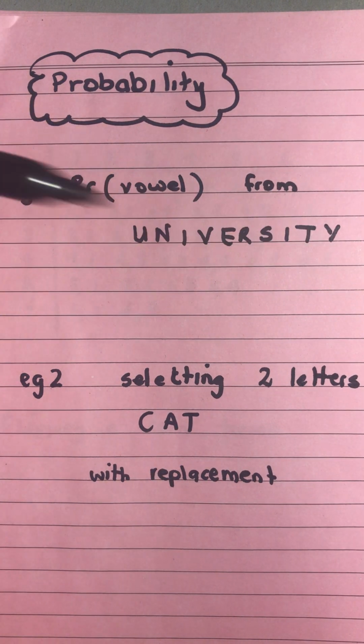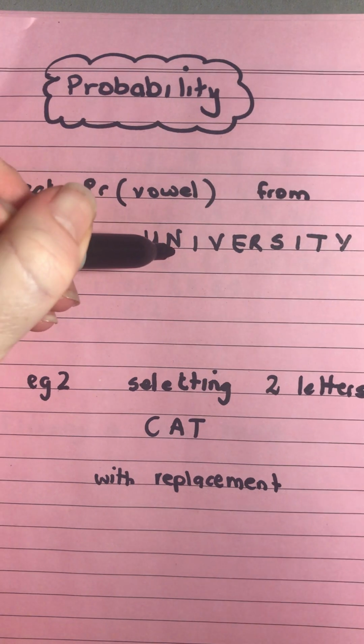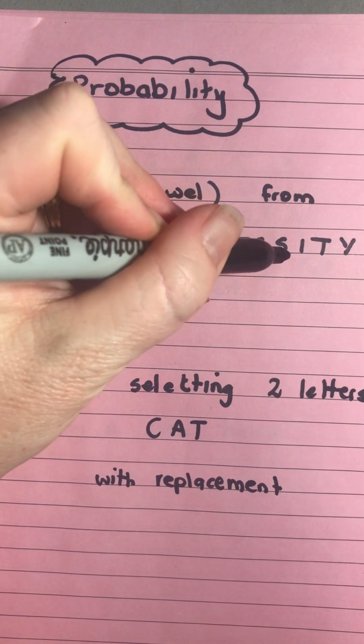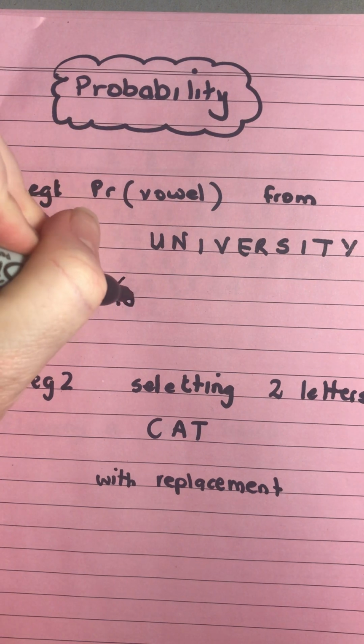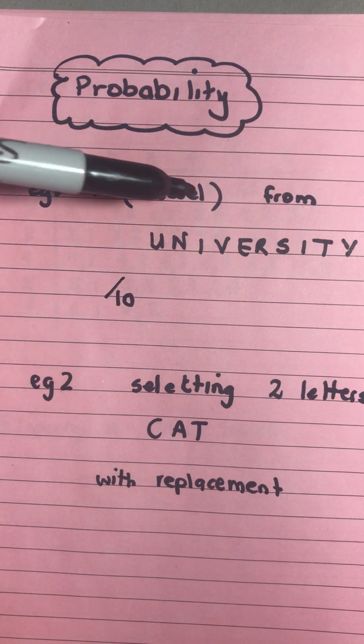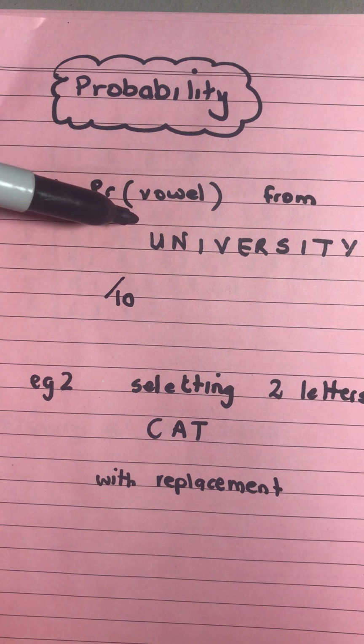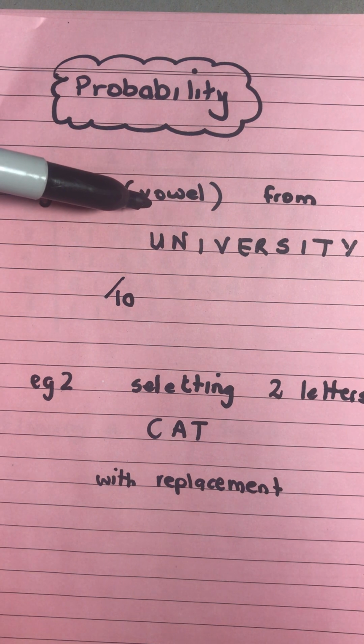So we would look at how many letters we've got. So we've got 1, 2, 3, 4, 5, 6, 7, 8, 9, 10. So that means our probability is going to be over 10. Then we have a look at what it is we're trying to find out the probability for. So in this case it's a vowel.